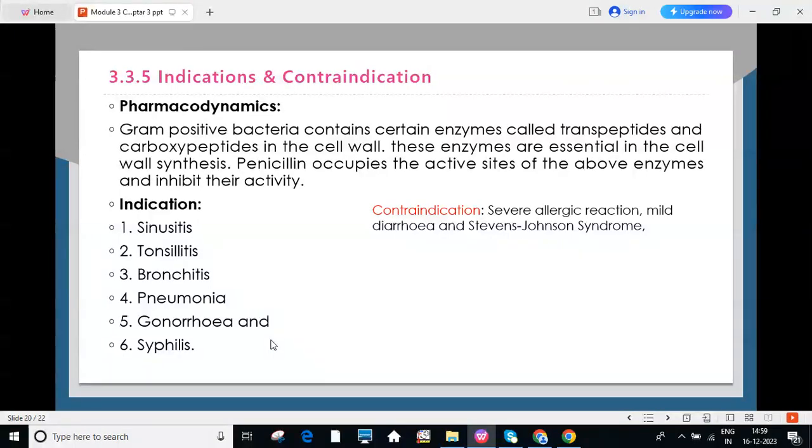Coming to pharmacodynamics, gram-positive bacteria contain certain enzymes called transpeptidases and carboxypeptidases in the cell wall. These enzymes are essential in cell wall synthesis. Penicillin occupies the active sites of these enzymes and inhibits their activity. The indications for penicillin G are pneumonia, gonorrhea, syphilis, etc. The contraindications are severe allergic reaction, mild diarrhea, and Stevens-Johnson syndrome.